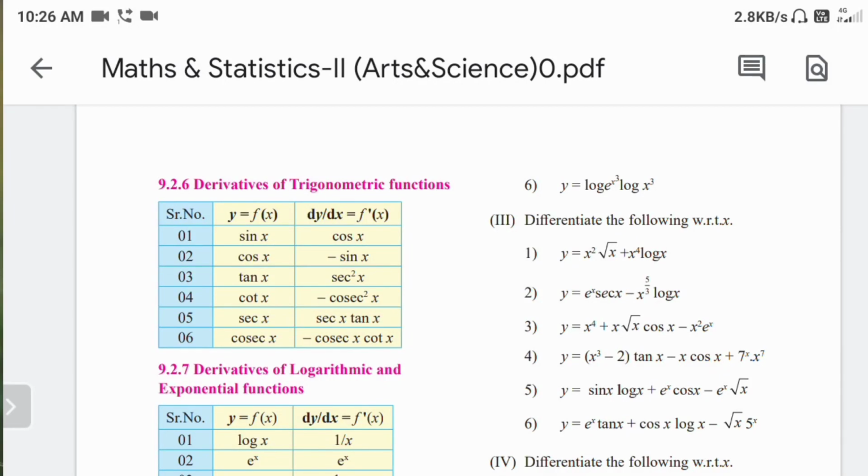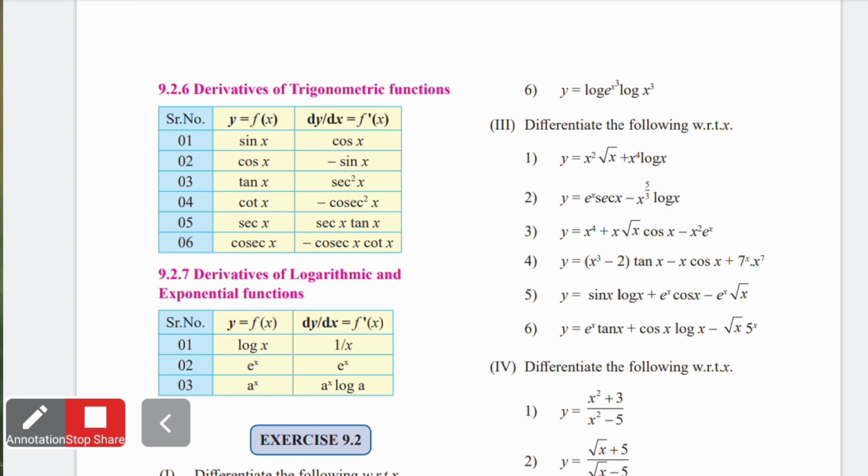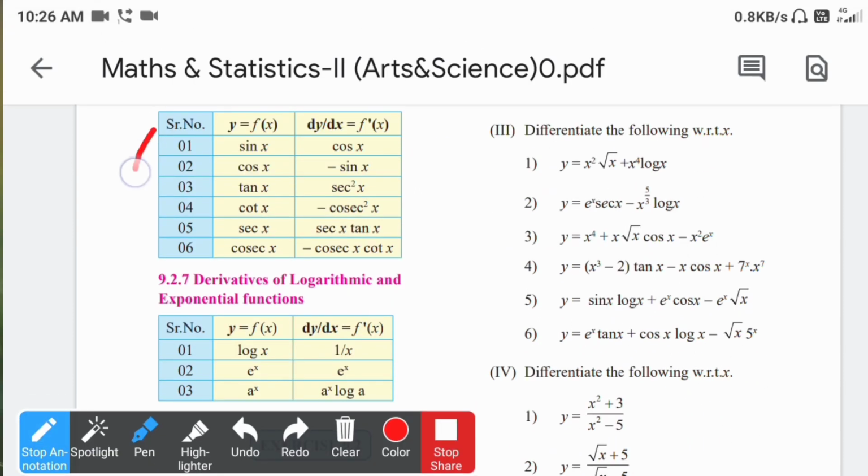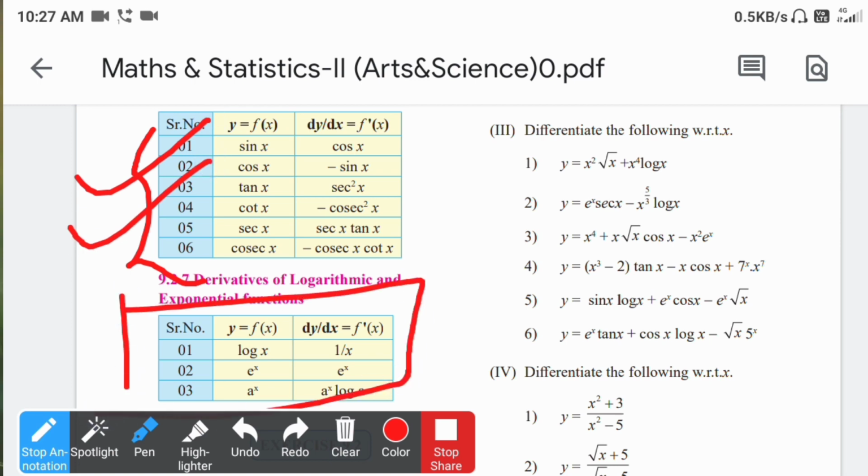Welcome back. Previously we have seen the various important formulas for the differentiation of various functions, like trigonometric functions, linear functions, or logarithmic functions. Generally we can use these trigonometric functions. So try to remember these formulas, and for the exponential function, try to remember these formulas.